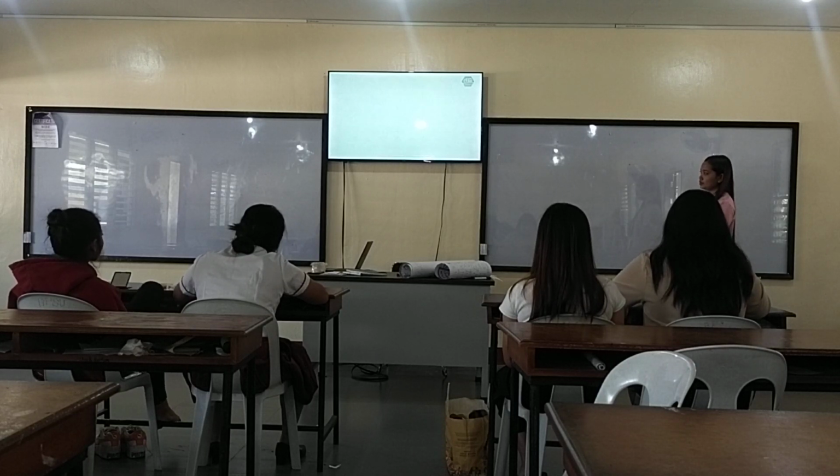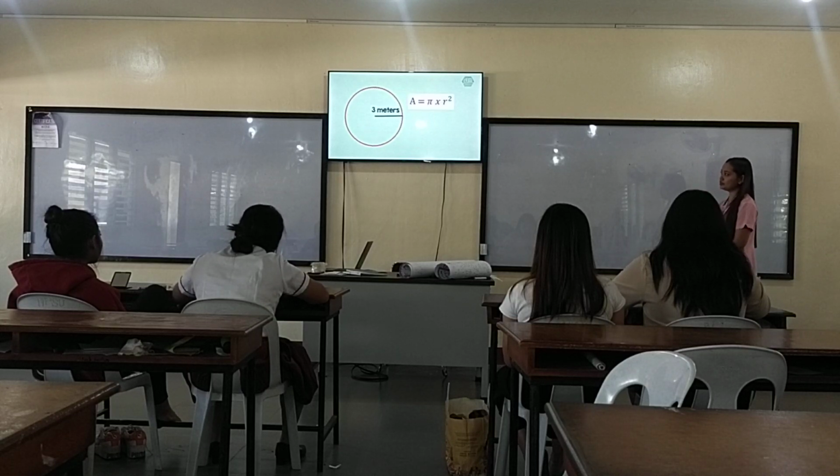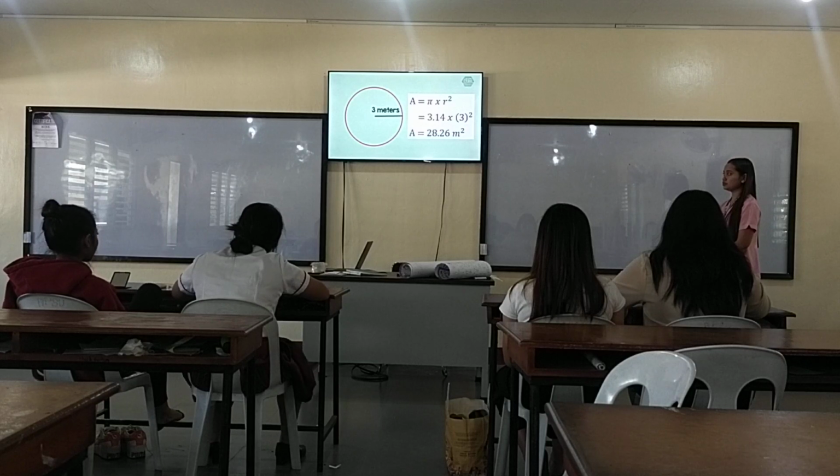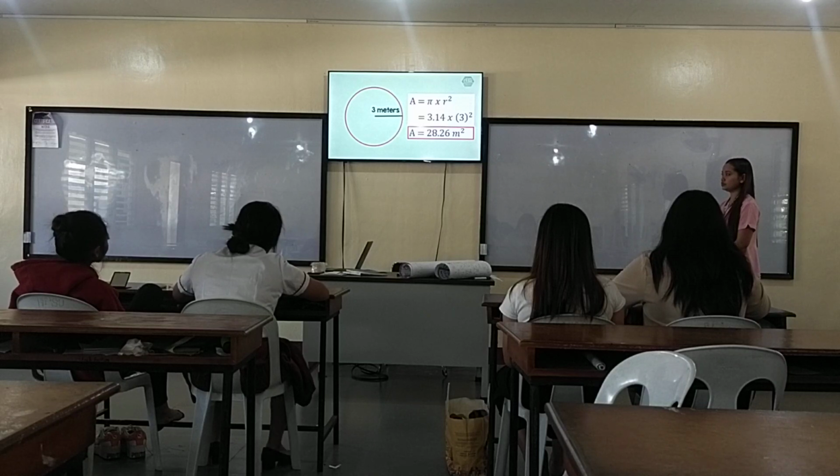So, for example, if you have a circle with a radius of 3 meters, then the equation will become area equal to pi times 3 squared. Again, let's use 3.14 as the value of pi. Therefore, the area of the circle is 28.26 square meters.